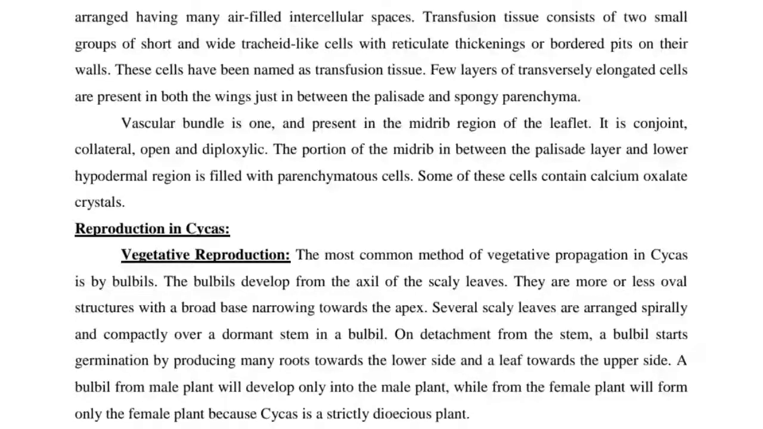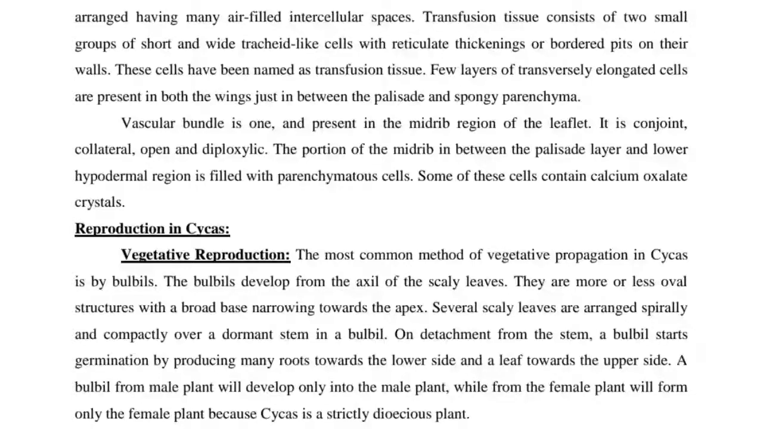Transfusion tissue consists of two small groups of short and wide tracheid-like cells with reticulate thickenings or bordered pits on their walls. These cells have been named as transfusion tissue. Few layers of transversely elongated cells are present in both the wings just in between the palisade and spongy parenchyma. Vascular bundle is one, and present in the midrib region of the leaflet. It is conjoint, collateral, open and diploxylic. The portion of the midrib in between the palisade layer and lower hypodermal region is filled with parenchymatous cells. Some of these cells contain calcium oxalate crystals.